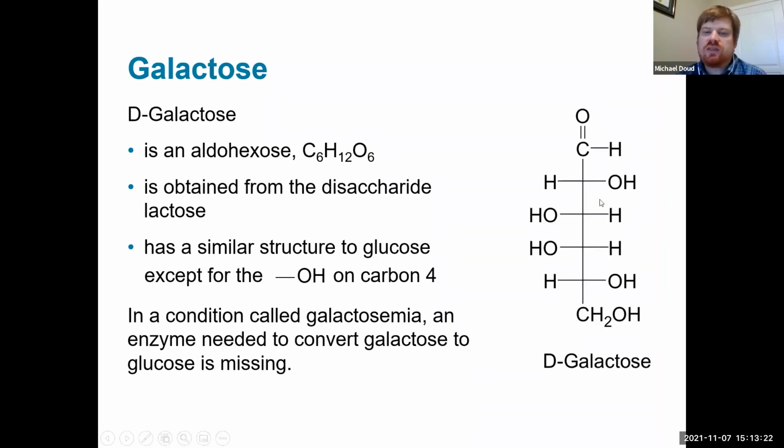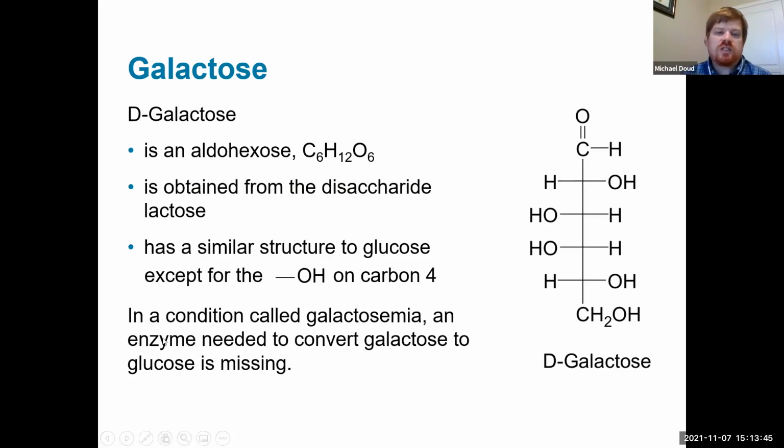The only difference is that the OH on carbon 4, so 1, 2, 3, 4, is on the left side for D-galactose, whereas it's on the right side for D-glucose. So again, that doesn't seem like a big deal, but because of that, they have totally different properties, and they can be used in different ways.